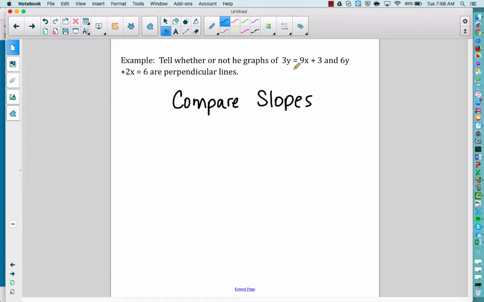Okay, so this first one, I'm going to put the first one in y equals mx plus b by solving for y by dividing all of the parts by 3. And I'm going to get y equals 3x plus 1.